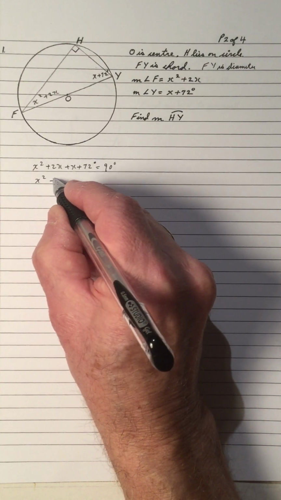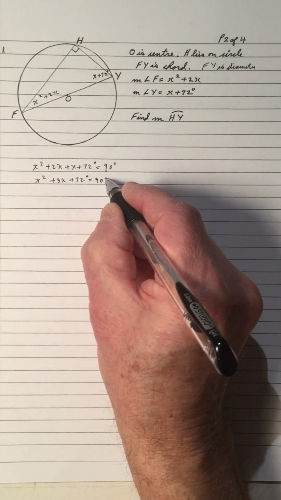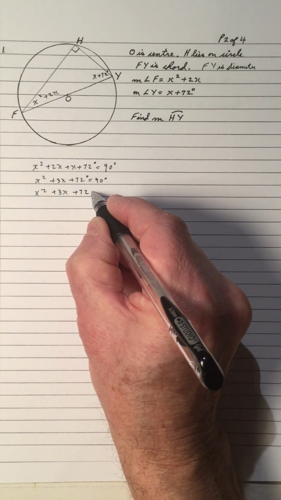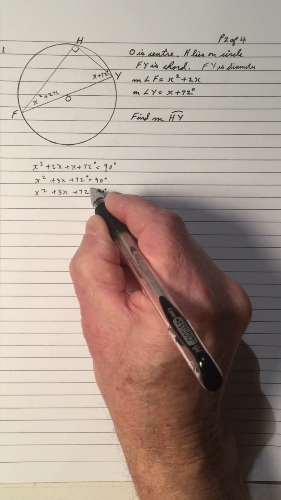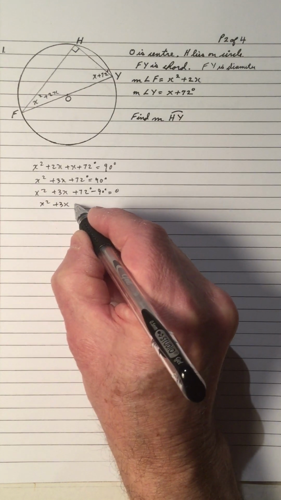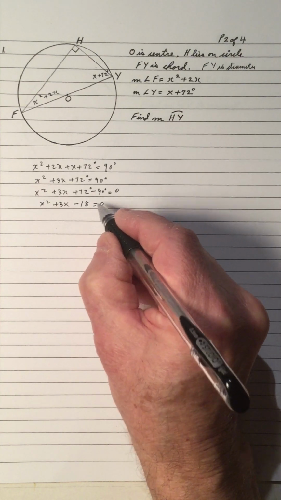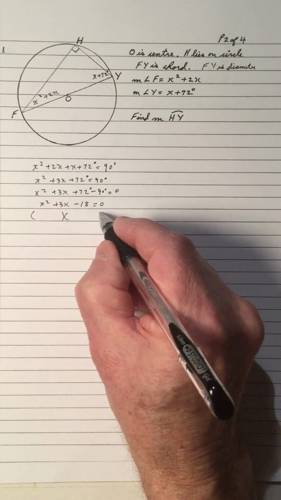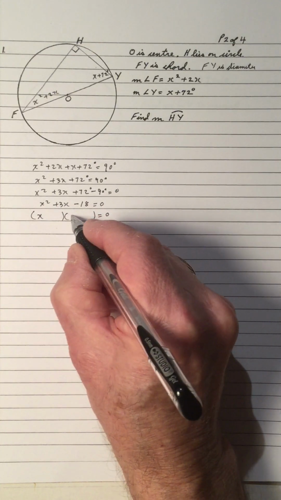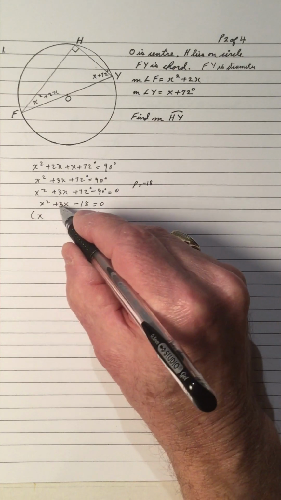X squared plus 3x plus 72 equals 90. X squared plus 3x plus 72 minus 90 equals 0. X squared plus 3x minus 18 equals 0. This is a quadratic, so hopefully it's factorable. Let's check and see. If not, I have to use the quadratic formula. X squared is x and x. The product is negative 18. The sum is 3.